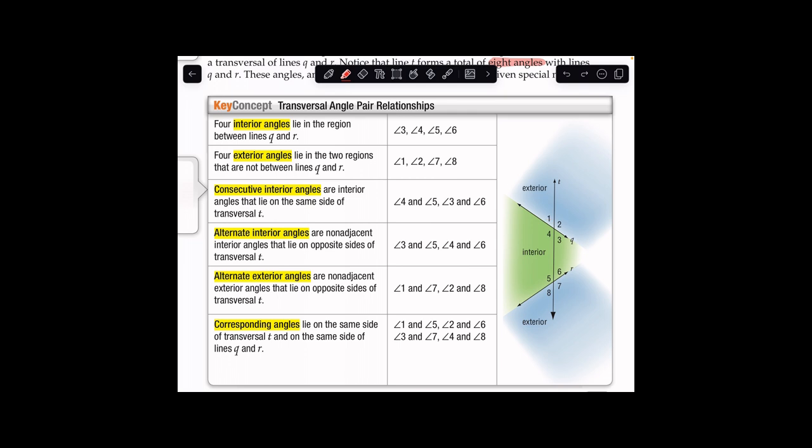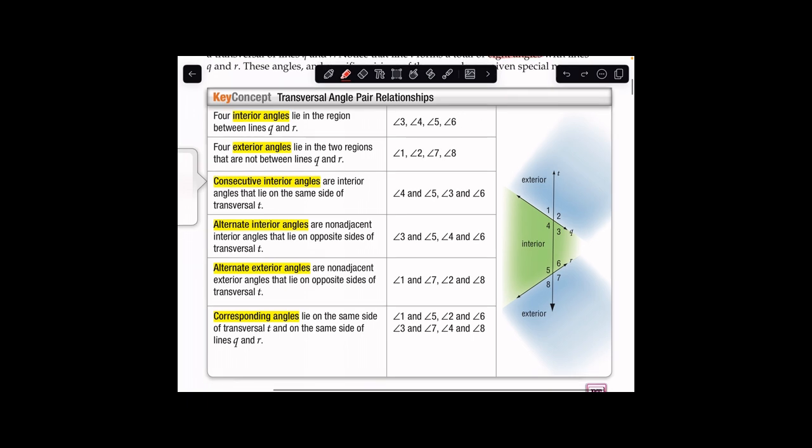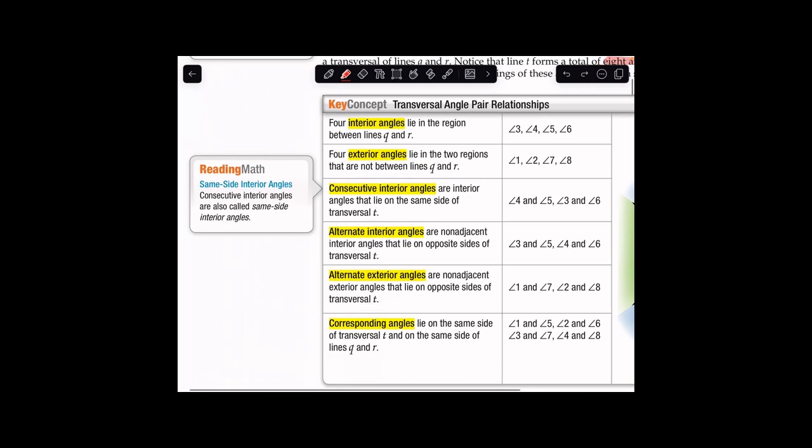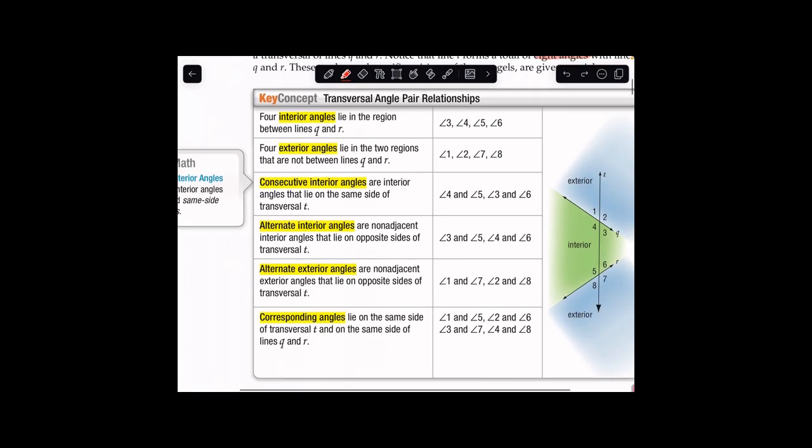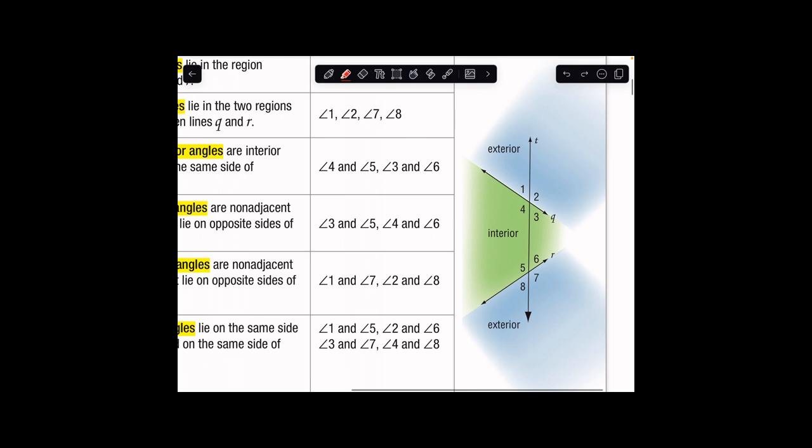Consecutive interior angles are interior angles that lie on the same side of transversal T. So these are sometimes called same side interior angles. So that gives us one pair of 4 and 5 here, and another pair of 3 and 6. So you have to pick two that are interior and that you could go from one to the other without having to cross the line.